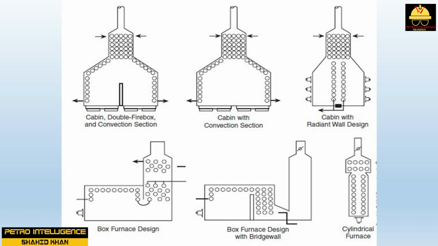Air tubes can be run through the convection section to warm up air that is being used for combustion. Box furnaces can use inlet and outlet fans to control draft. Induced, forced, natural, and balanced draft box furnace designs are used in industry.